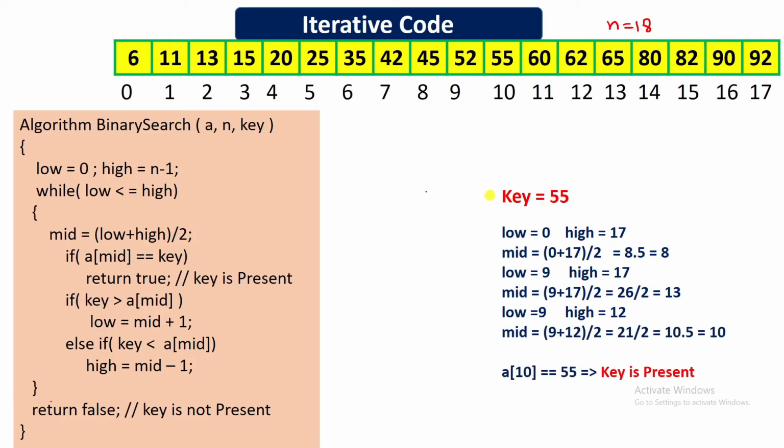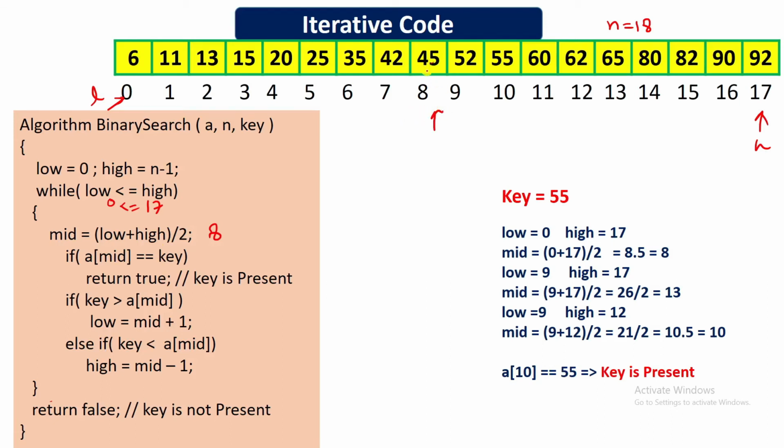So you can apply this algorithm for this element, 55. You want to search 55. This is my low and this is high. I check whether 0 is less than or equal to 17. Yes, it is. Then I find the midpoint, which is 8. Then I check whether my key element, 55, is equal to A of 8.